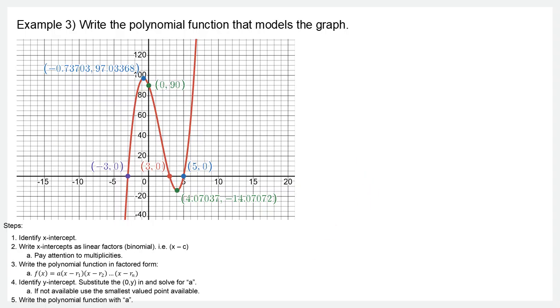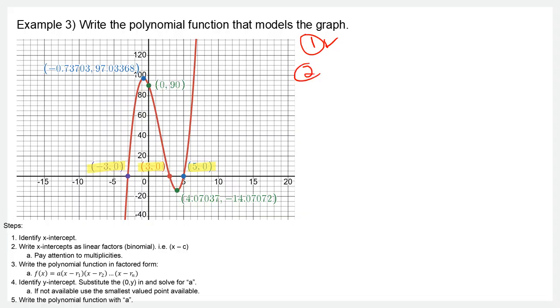So step 1 is we're going to identify our x-intercepts. Looking at this graph, we have an x-intercept at negative 3, 0, 3, 0, and 5, 0. Okay, so identify the x-intercepts, check. Second step is to write your x-intercepts as binomial factors. So we're going to write them as binomial factors.